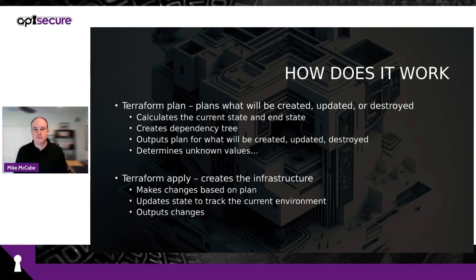And that's something that's an unknown value, and we'll touch on why that's a security issue as well. And then when it comes to actually applying the changes, that's when Terraform Apply happens. It reaches out to the cloud APIs. It does the updates. It creates, updates or destroys infrastructure, and then it updates what's called the Terraform state, which is basically a file that tracks the current state of that deployed infrastructure.